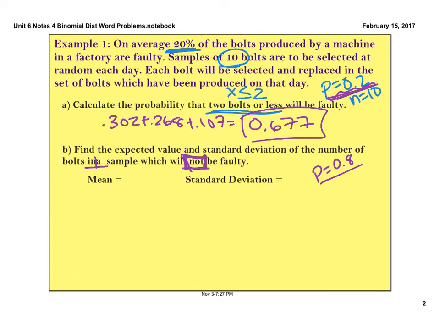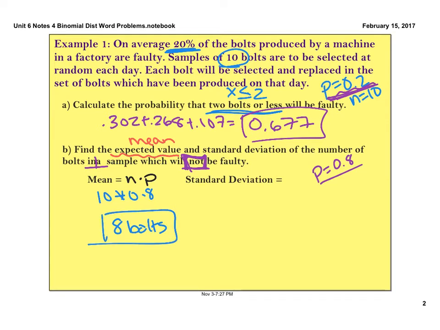The other thing that I want to remind you of is the fact that this says expected value. Expected value is really just a fancy way of saying mean. They mean the same thing. It's kind of like an average. What do you expect the average to be? All right, so for our mean here, we're going to look at the n. If you don't remember this formula, mean is n times p. So for here, I want 10 times 0.8. So that means 8 bolts is our expected value there.